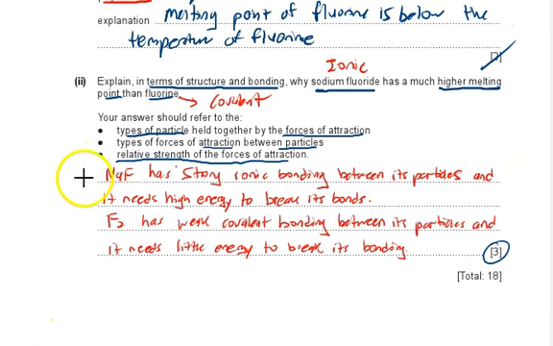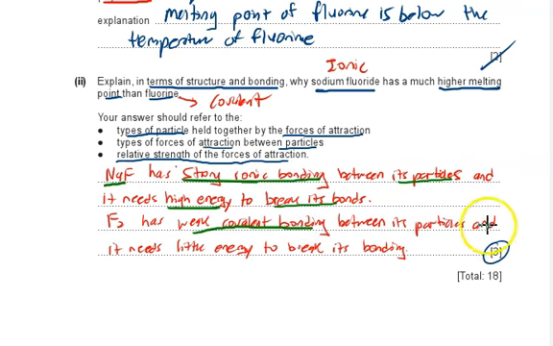Okay guys, so this is my suggested answer. Sodium fluoride has a strong ionic bond between its particles and it needs high energy to break the bond. And fluorine has weak covalent bonding between its particles and it needs little energy to break its bonding. Alright, so this answer is sufficient for you to get 3 marks. Now let us move to the next question.